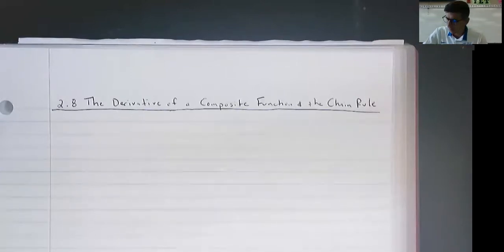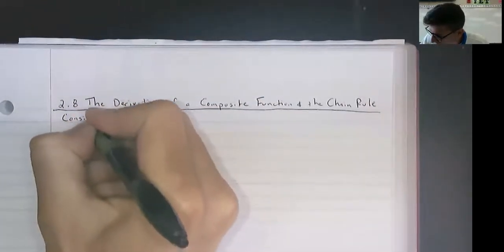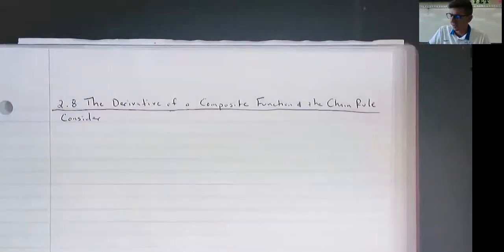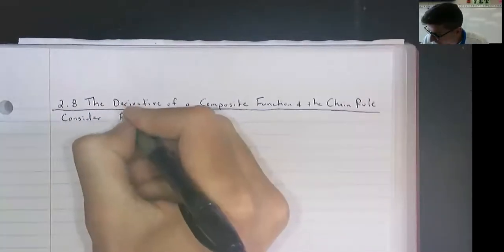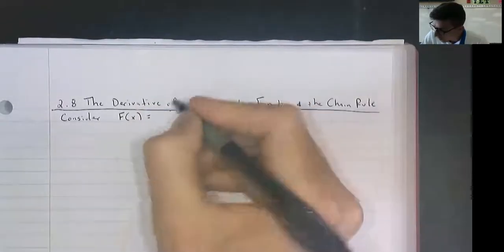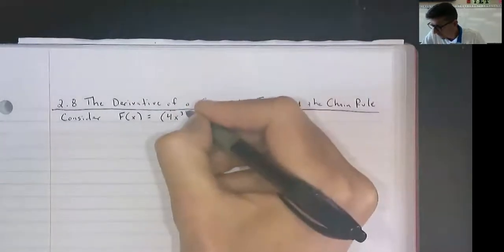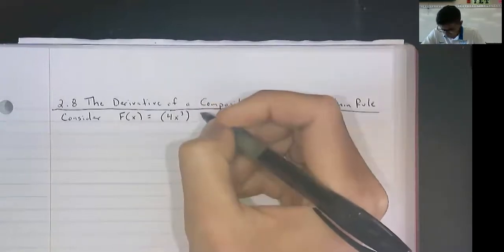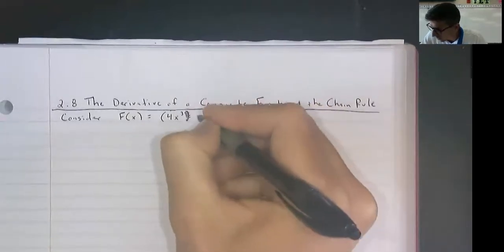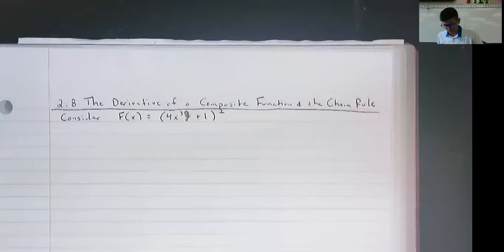So the first thing that we consider is a function defined as big F of x equal to 4x cubed plus 1 quantity squared. Close that off a little bit early, but we're live, so we can't go back. It's recording, it's rolling. Okay.